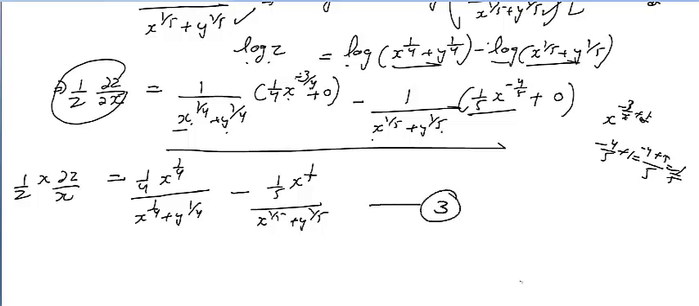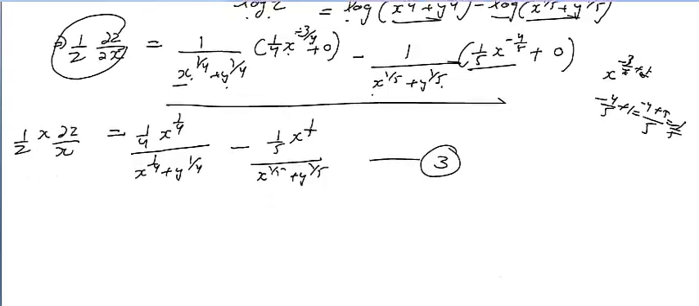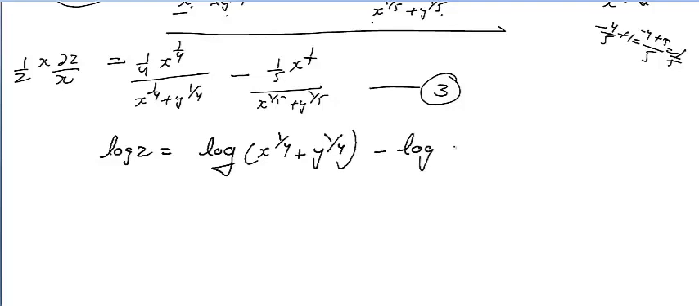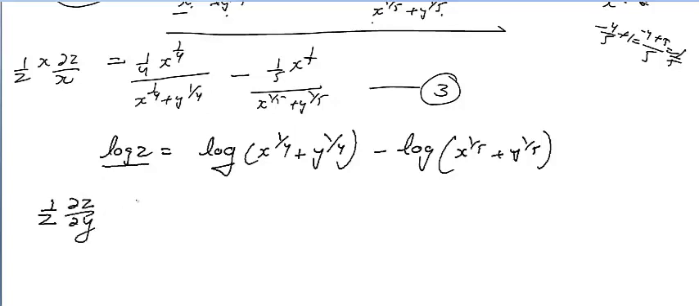Very interesting. Now differentiate. So you have log z equal to log of x to the 1 by 4 plus y to the 1 by 4, minus log of x raised to power 1 by 5 plus y raised to power 1 by 5. Earlier I differentiated this with respect to x. Now I am differentiating with respect to y. When you differentiate with respect to y, the derivative of log z is 1 over z times the derivative of z again with respect to y. Correct?